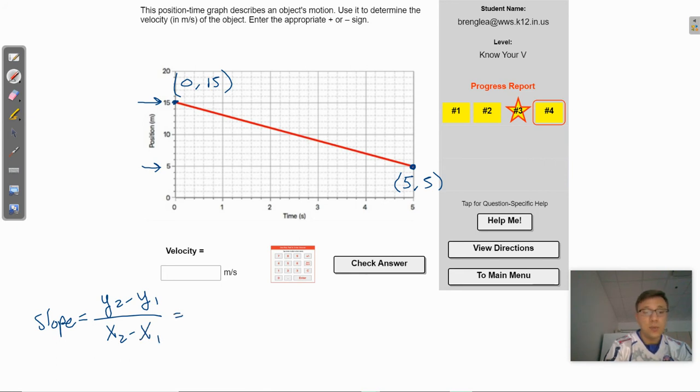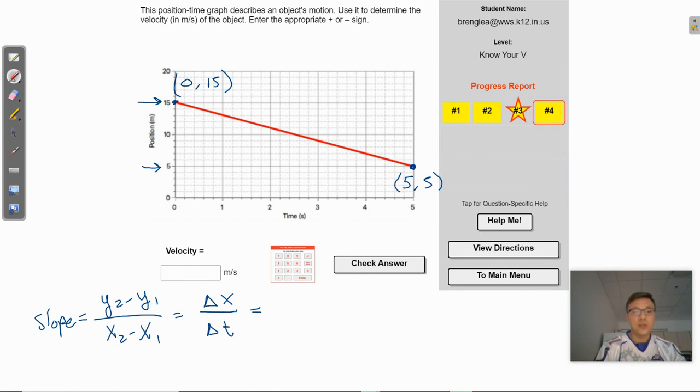Again, remember that this is going to be your change in position, the final minus the initial, over the change in time. Last time I actually wrote out xf minus xi over tf minus ti. I just want you to see it a different way. Change in position over change in time. That is the equation for velocity.